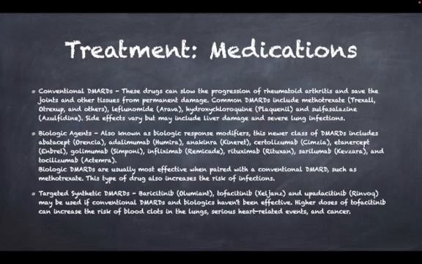Biologic DMARDs are usually most effective when paired with a conventional DMARD, such as methotrexate. This type of drug also increases the risk of infections. Targeted synthetic DMARDs. Baricitinib, Olumiant, tofacitinib, Xeljanz, and upadacitinib, Rinvoq, may be used if conventional DMARDs and biologics haven't been effective. Higher doses of tofacitinib can increase the risk of blood clots in the lungs, serious heart-related events, and cancer.